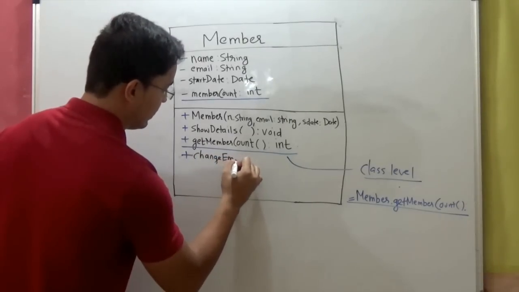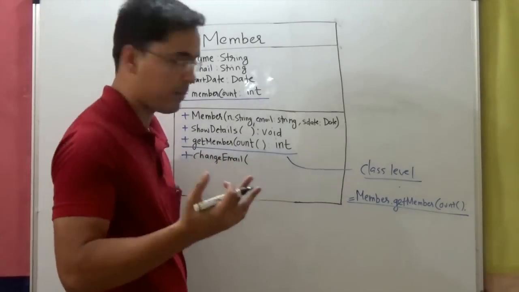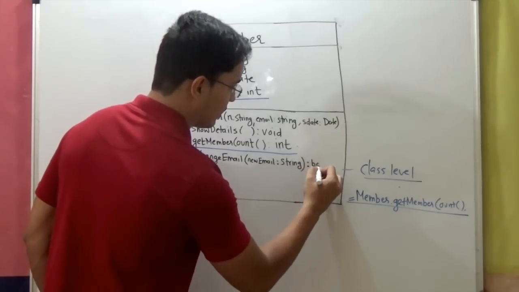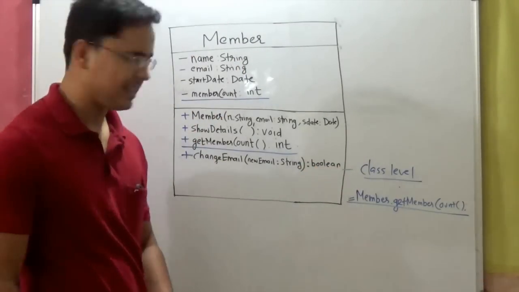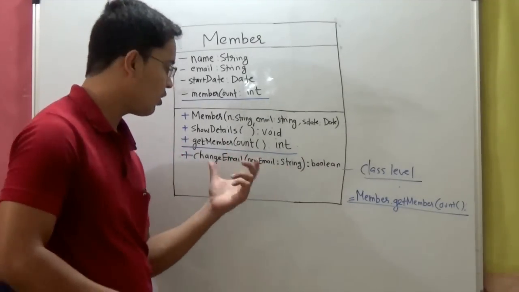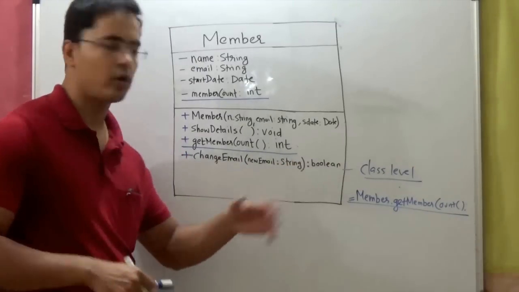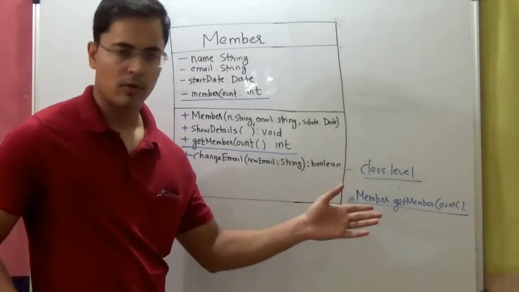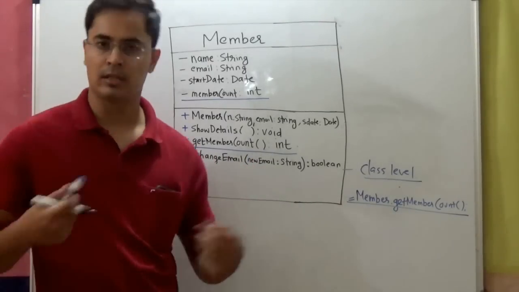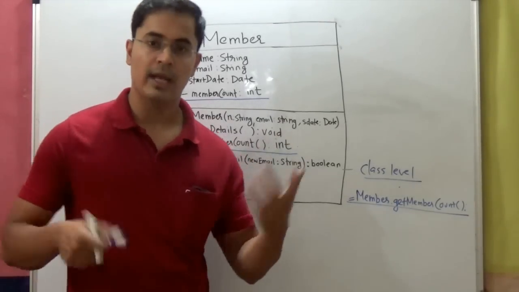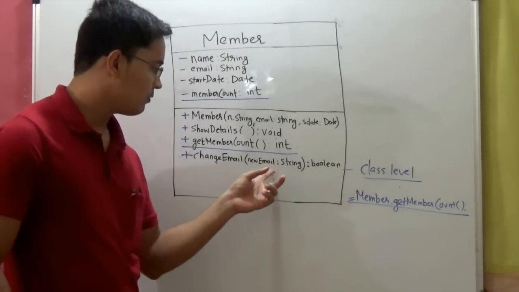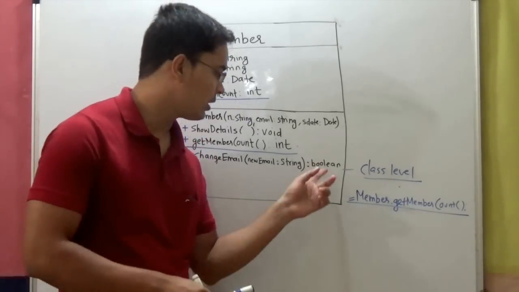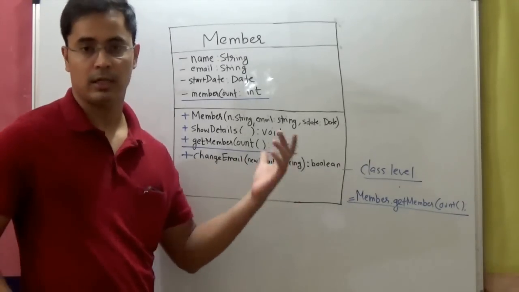Change email: this method will require a parameter, new email, which will be of type string. This method will return a boolean, true or false, just to denote whether the change email operation has been successful or not. If it is successful, we'll return true, or false otherwise. Let's say somebody is trying to change the email and specifies an email which already exists for some other member. Then in that case, we shall not change the email and return false, saying that we cannot change the email. So now you know how to denote member functions inside your class diagram.